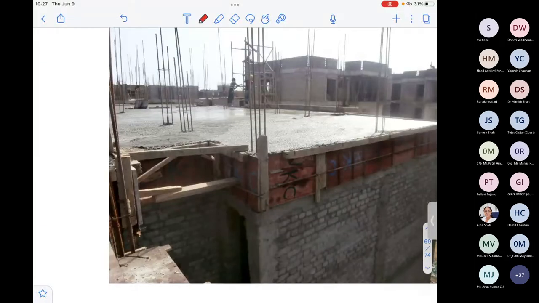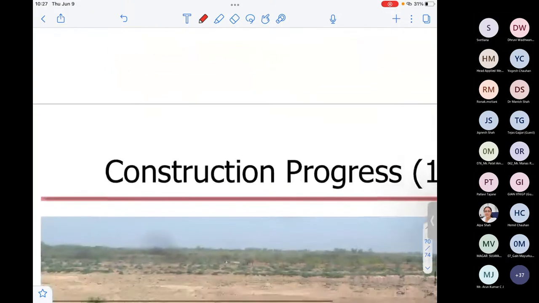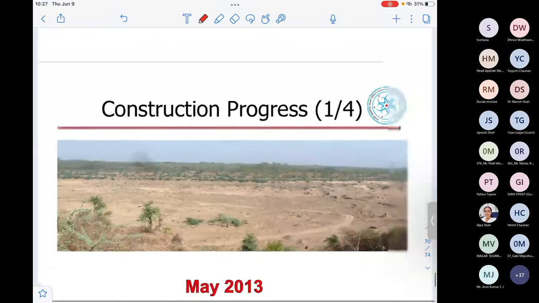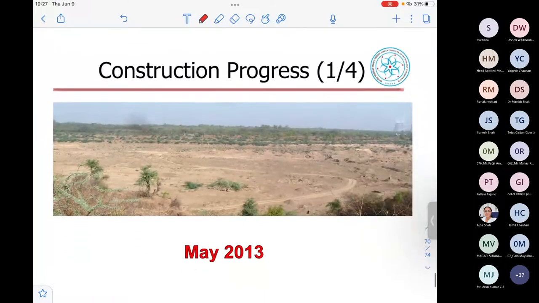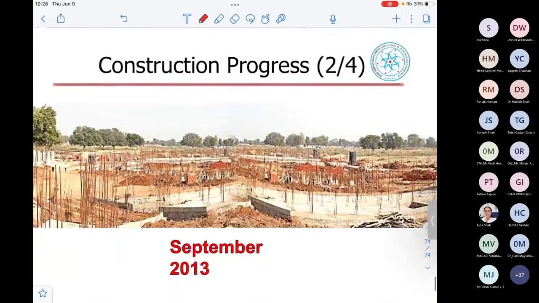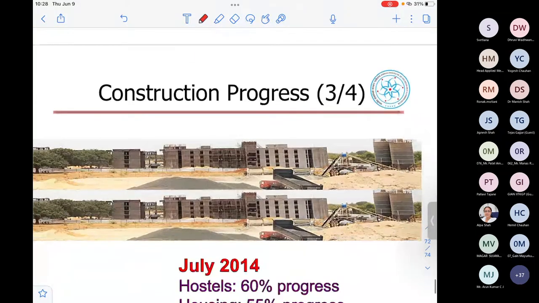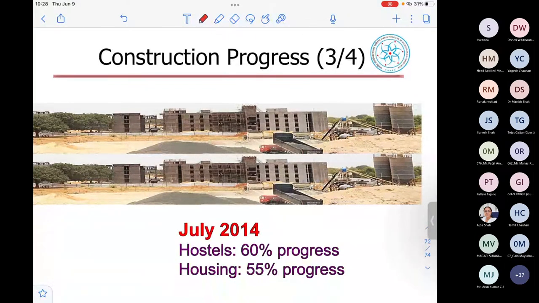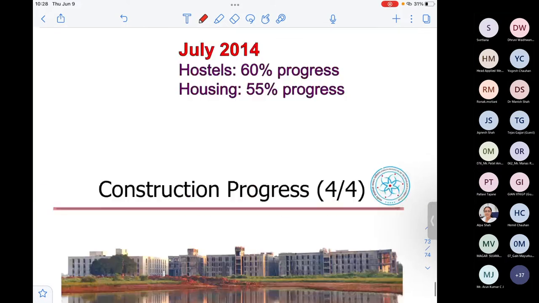So this is the concrete slab after construction. You can see again where the tie columns are. They're continuous, and so they can be seen at every level. This is a nice photo. I actually created this in May 2013, when I visited the campus at that time. Then this is a photo taken by people who were there in September 2013, same place, with the construction of the plinth level. Then July 2014, it's already 60% progress at hostels and 55% at housing. These are professional photos, you can see in wide range.